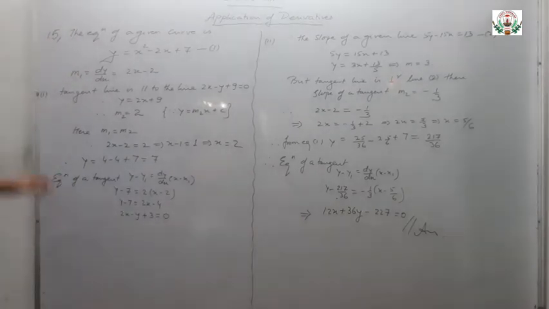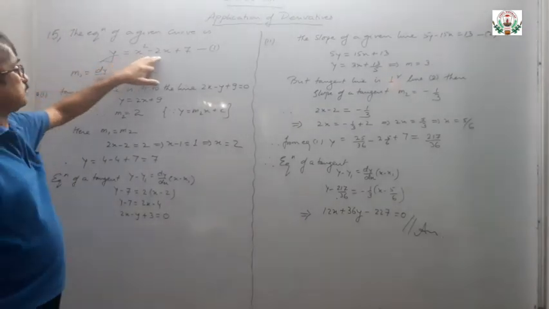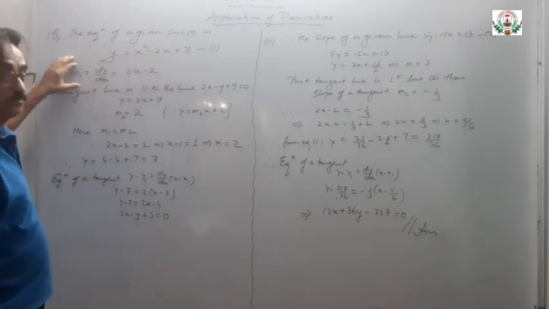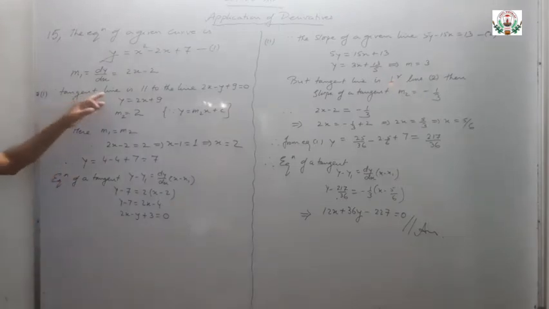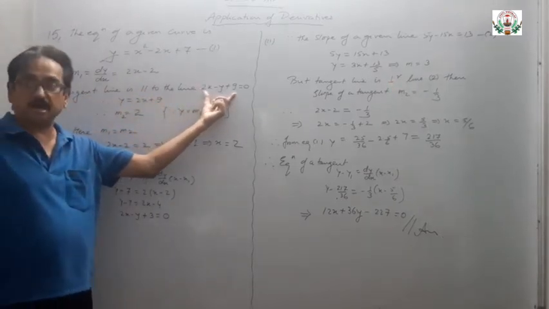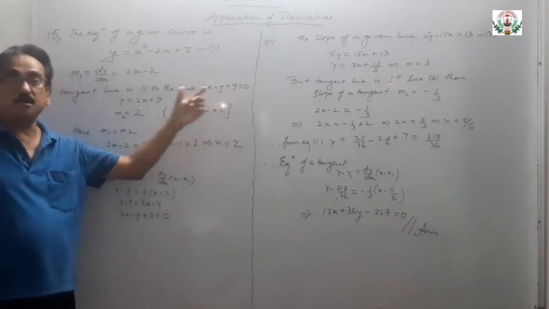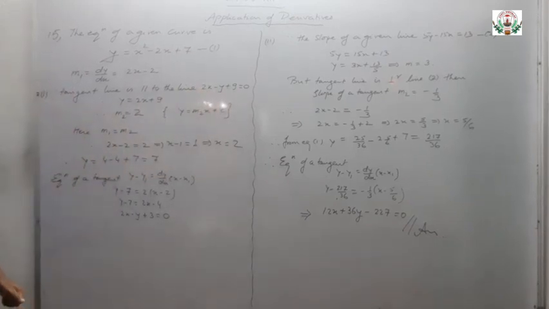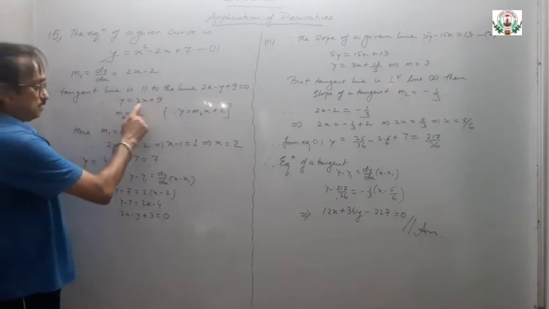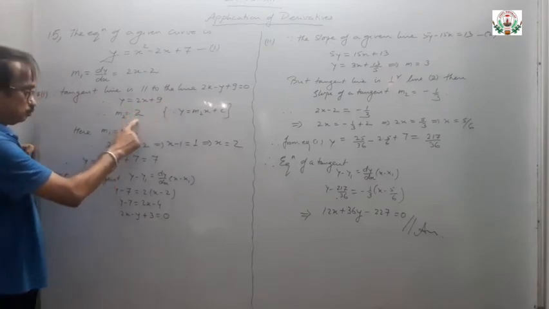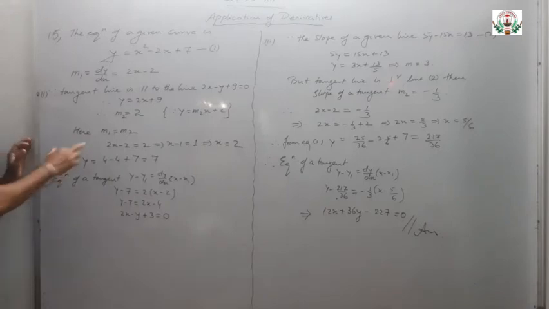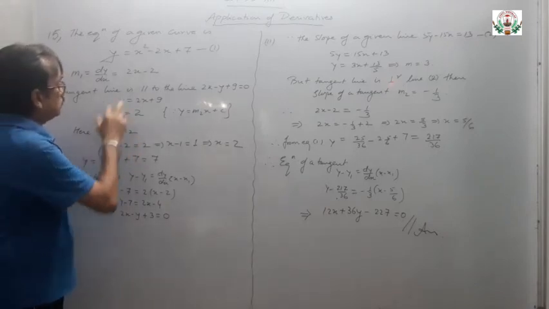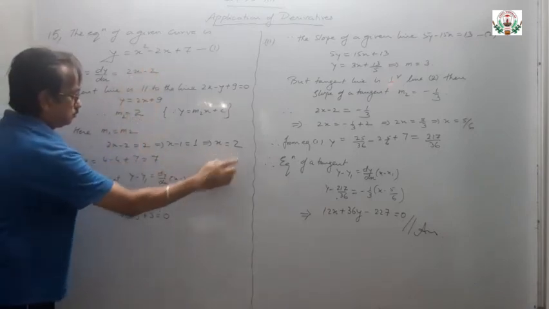So first, the given equation of the curve is x square minus 2x plus 7. We get the slope dy by dx equals 2x minus 2, and the tangent line is parallel to the line. So this line 2x minus y plus 9 equals 0, we convert in the form y equals mx plus c, and we get the gradient or slope of this line as 2. As the tangent line is parallel to the given line, their gradients will be equal. M1 equals M2, we equate 2x minus 2 equals 2, we get x equals 2.